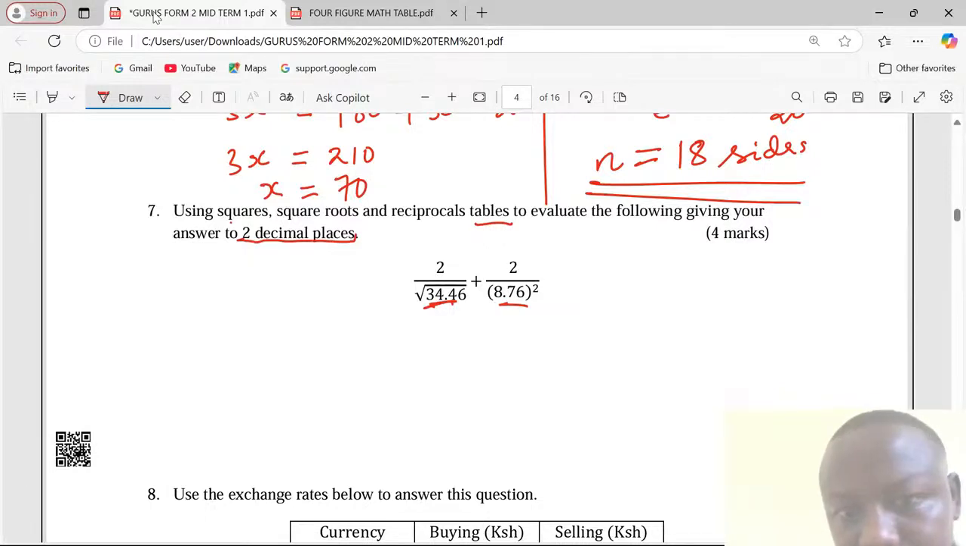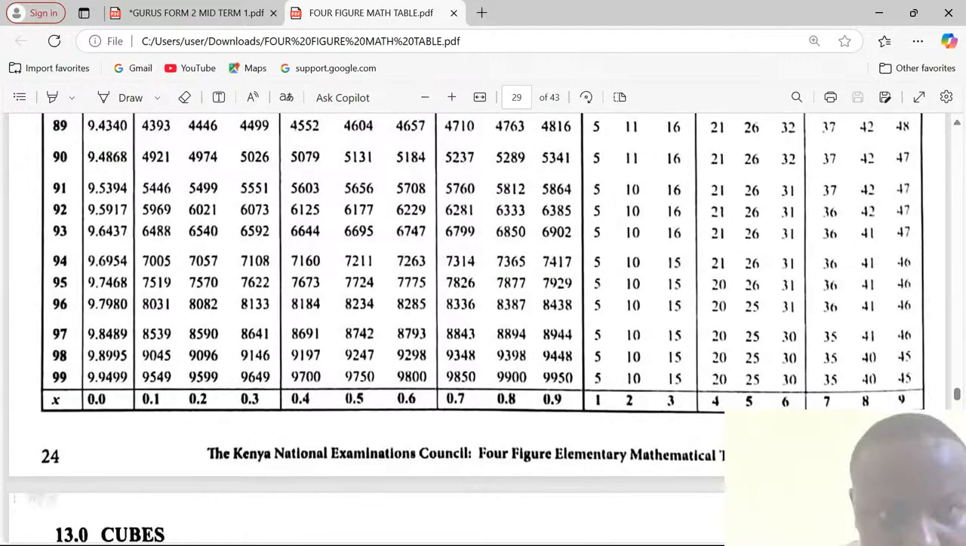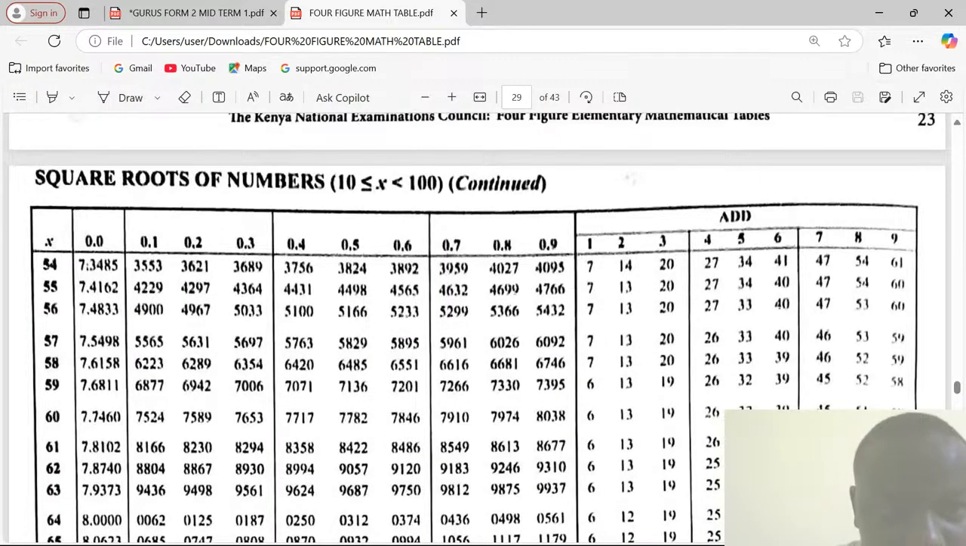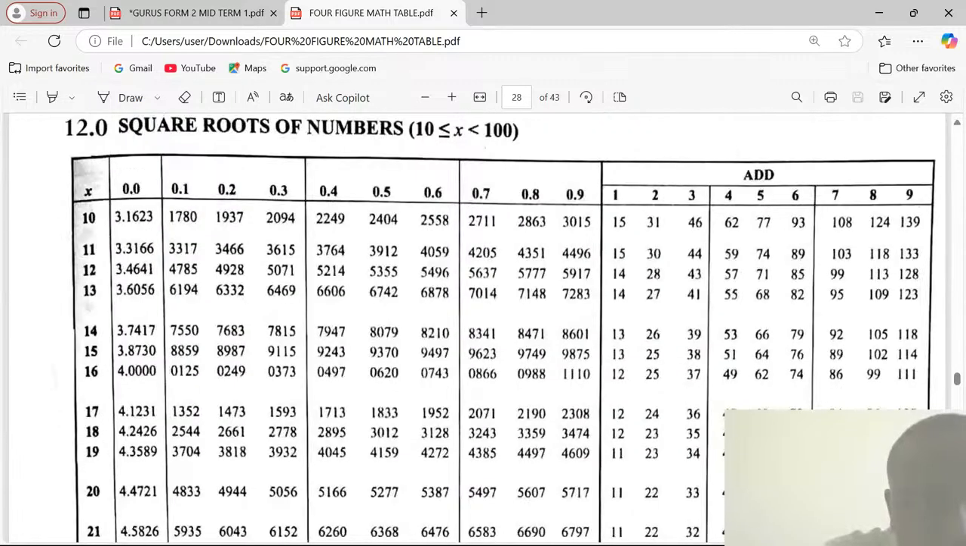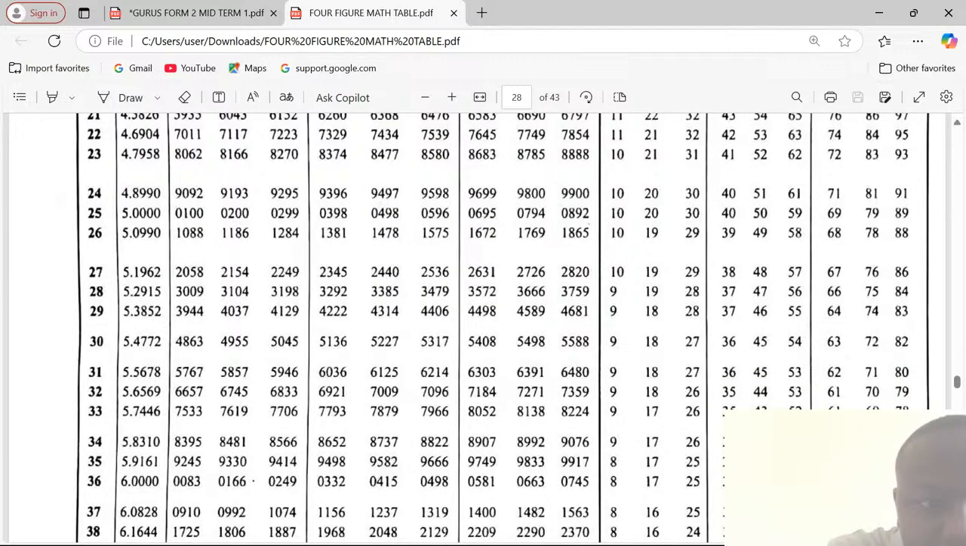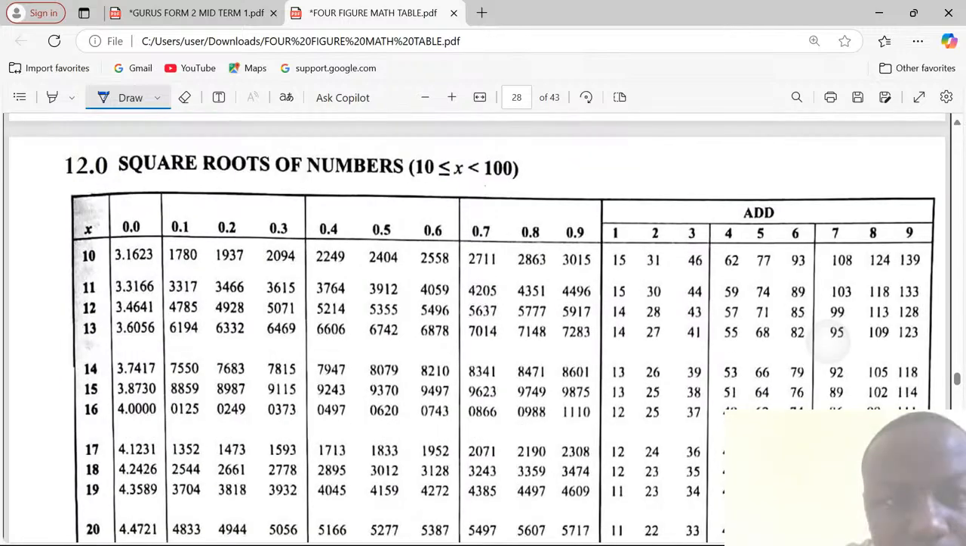All right. Let's take the square root of 34.46. So we go to the tables of square roots. We have to look at 34 on the X column. Therefore, 34 is at this point. Then 0.46, so we go to 4. We see what we will find. Let's check at 4 what we are having here.